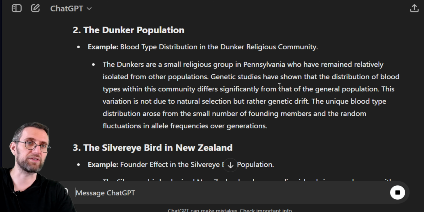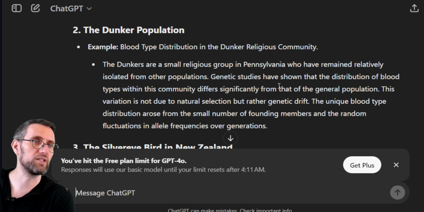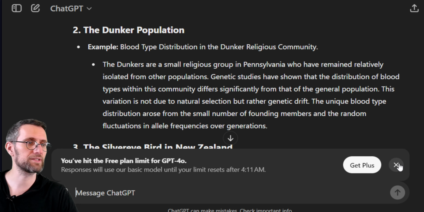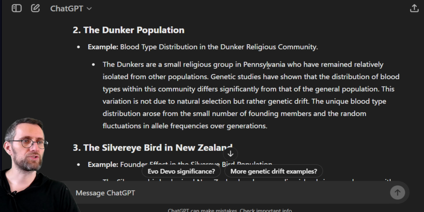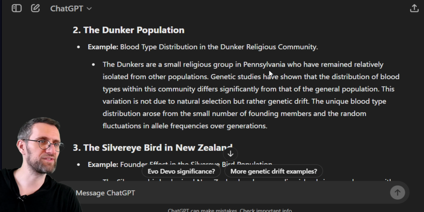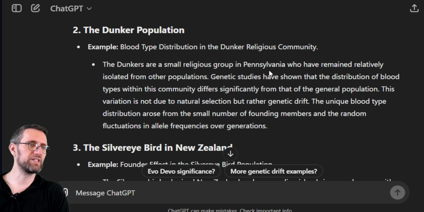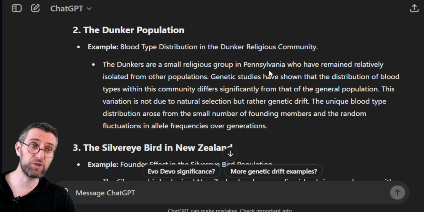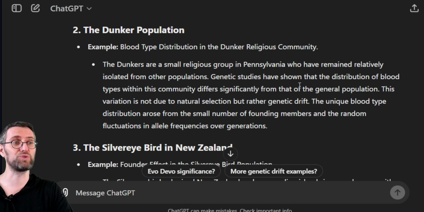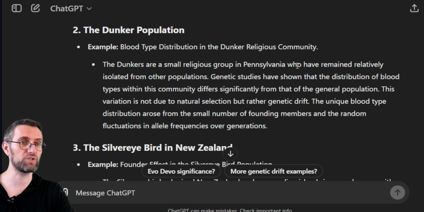This is a very good example. Then blood type distribution in Dunkard religious communities. So it's again a small group in Pennsylvania who have remained relatively isolated. Genetic studies have shown that the distribution of blood types within this community differs significantly from that of the general population. This variation is not due to natural selection, but rather to genetic drift.